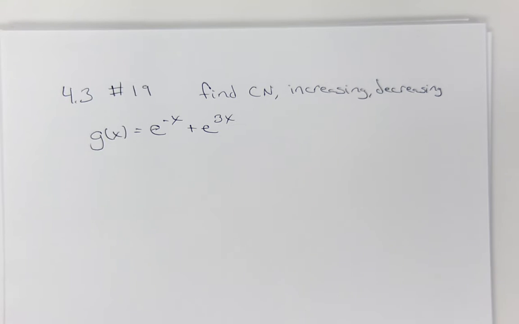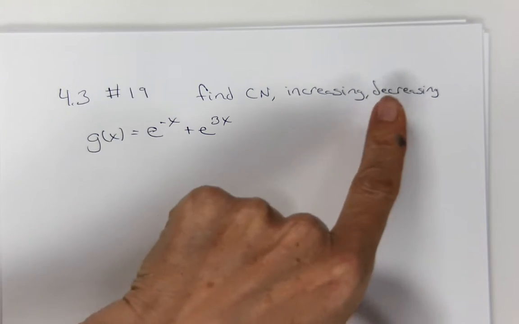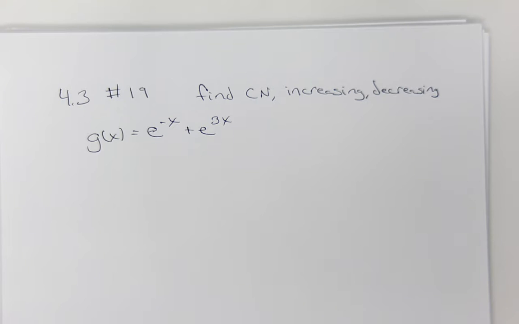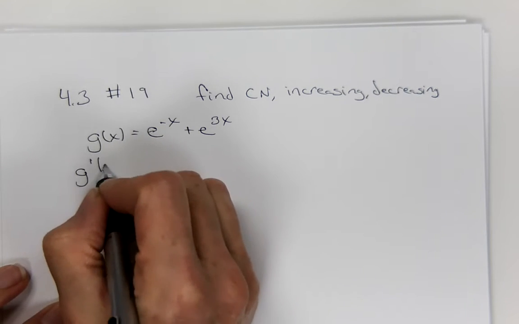All right, this is 4.3, number 19. I want to at least get you started with this one. So we're finding critical numbers, intervals of increasing, and intervals of decreasing. And those intervals change, increasing and decreasing, where you have a critical number or where you have an asymptote. Okay, so let's find our critical number through finding the derivative.